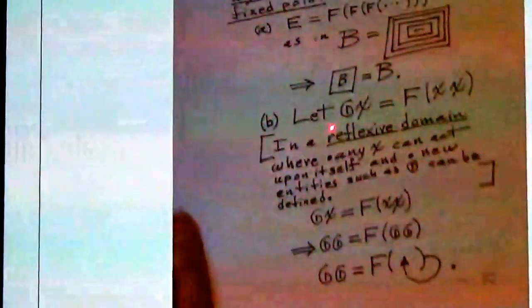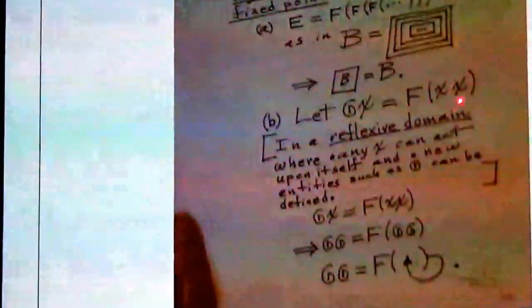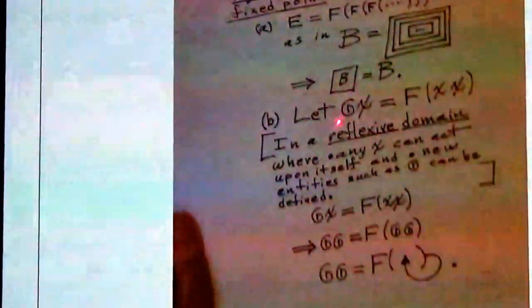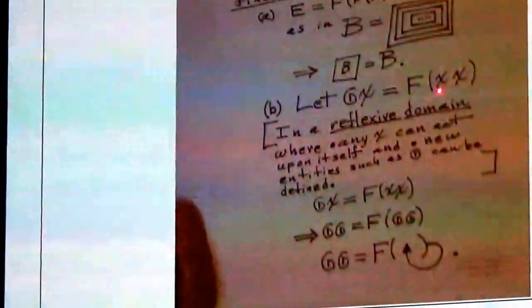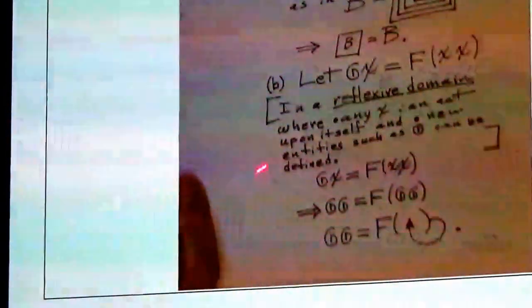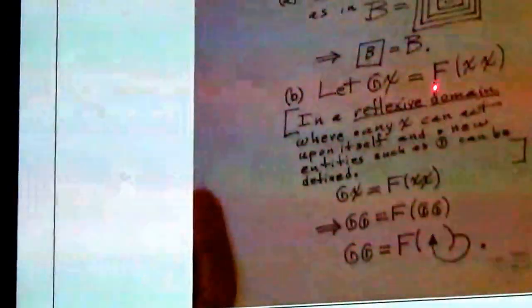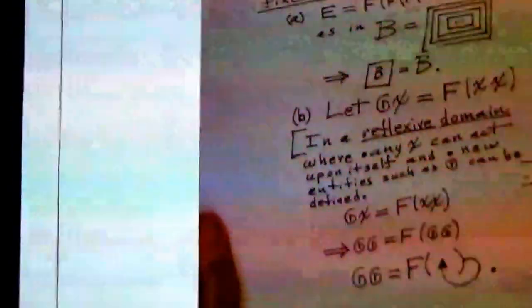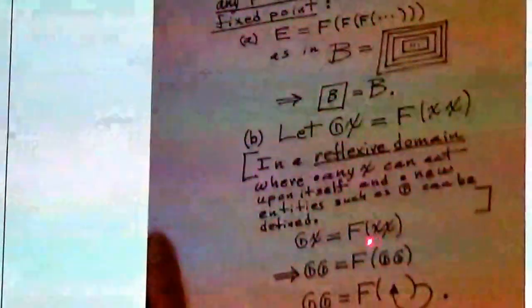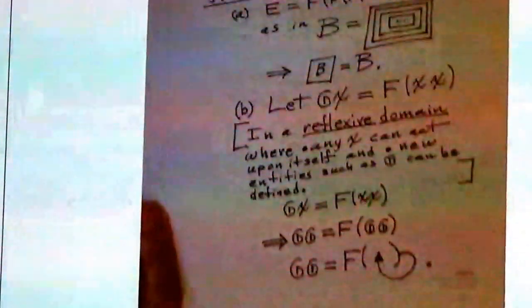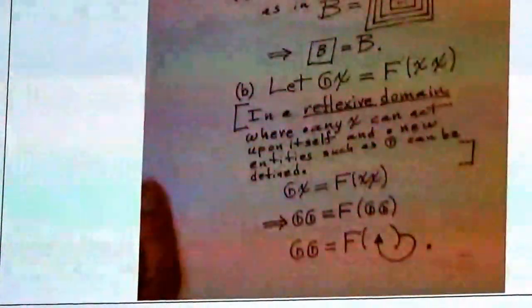Or I can do the following. In a domain where things can act on themselves, and new entities can be defined by writing down equations involving interrelationships of the old entities, and I'll call that a reflexive domain, then you could write G is defined by G applied to X is f of X applied to itself. And then, you see, fixed point. Because if G applied to X is f of X applied to itself, then G applied to G is f of G applied to G by substitution. So fixed points always exist in a reflexive domain.